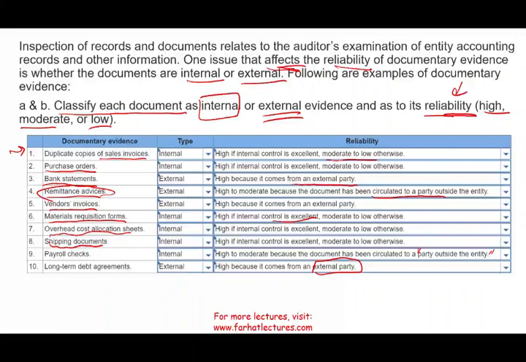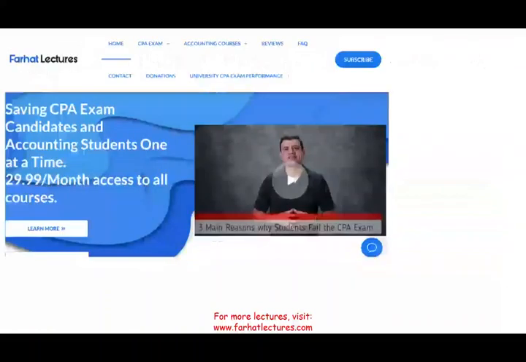What we are dealing with here is, simply put, is it internal? Is it external? And what's the reliability of that document? So the hierarchy of evidence is a very important topic on the CPA exam, and it trips up a lot of students on exam day.